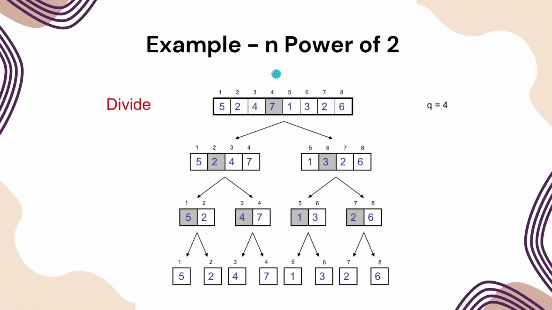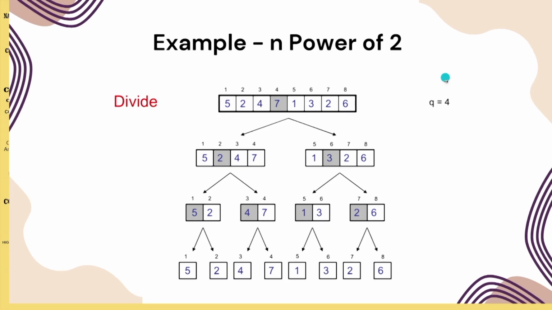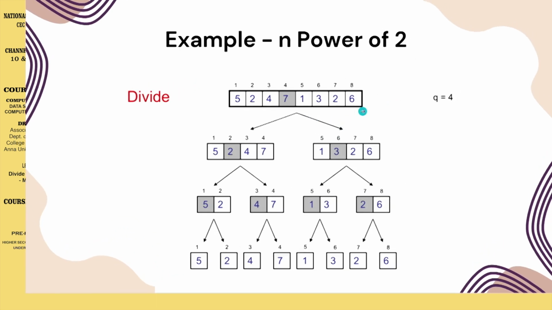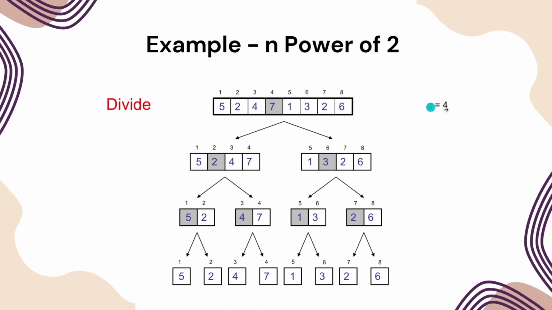So now we will see with an example how this merge sort would work when the array size is a power of 2. Let us consider that we have this as the input, an array containing 8 elements, right. 2 cubed is 8, so we say that it is a power of 2. The array index starts from 1 and ends at 8. So we will find the mid, which is put in the variable q. The value of q would be 4 in this case.